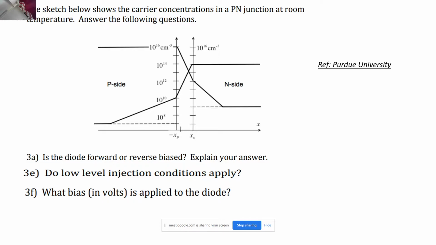The carrier concentration profile has been given to us. Just by looking at the carrier concentration, how can we determine whether the diode is biased, or forward or reverse biased, or not biased at all? It is biased, right? Very good. So how did you determine it? Due to the gradient profile, sir.